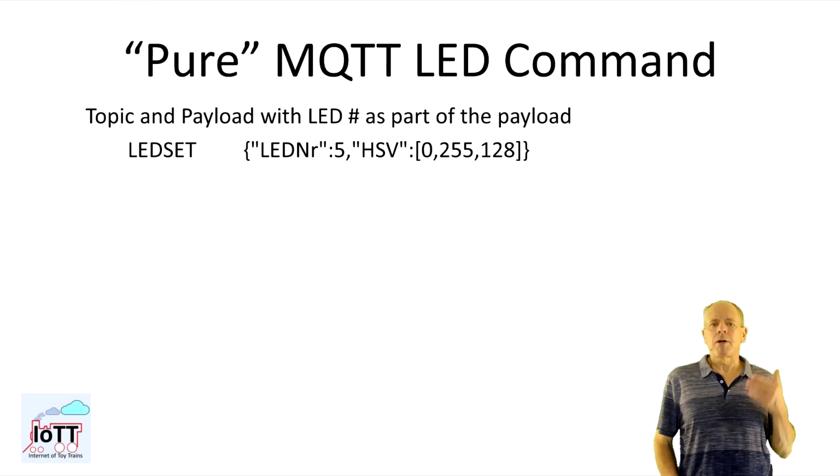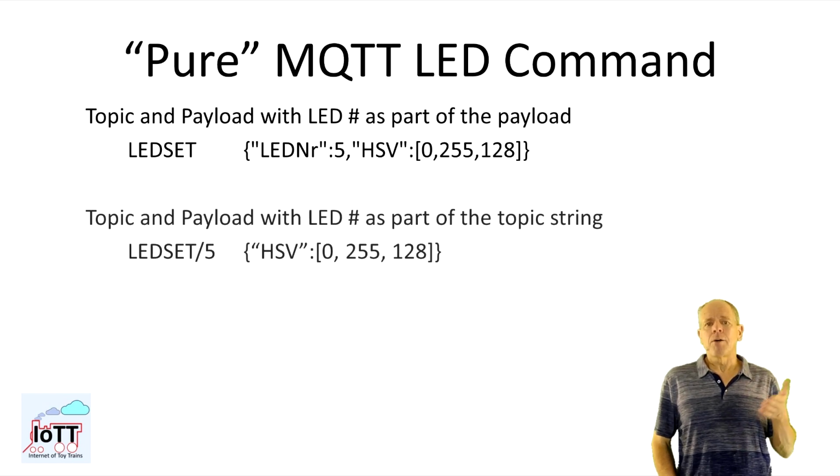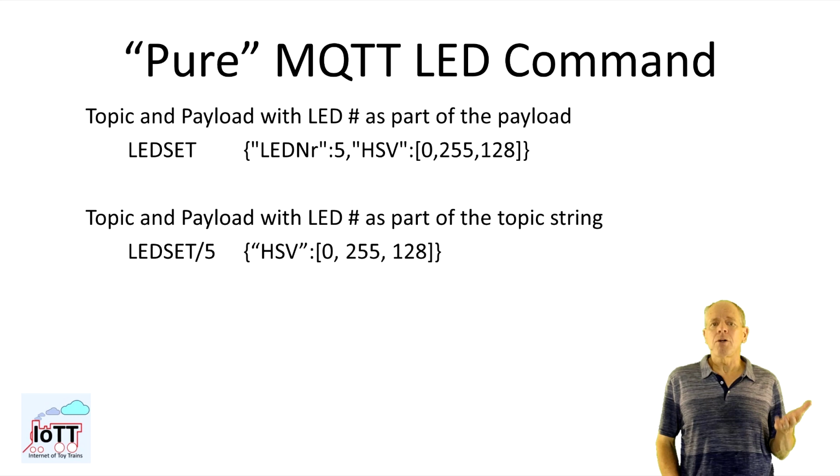Let's assume I want to set LED number 5 to red and 50% brightness. Without the checkbox set, my MQTT command would look like this. If the checkbox is activated, I would add the LED number to the topic string. Both ways can have their advantages, depending on what you would like to do. Therefore, I made it configurable.